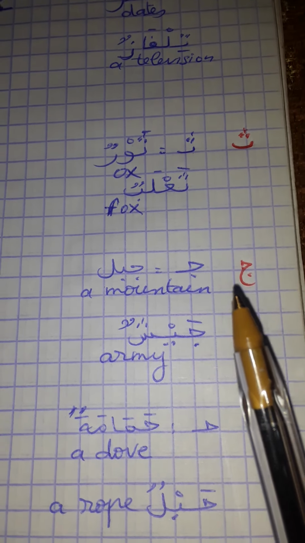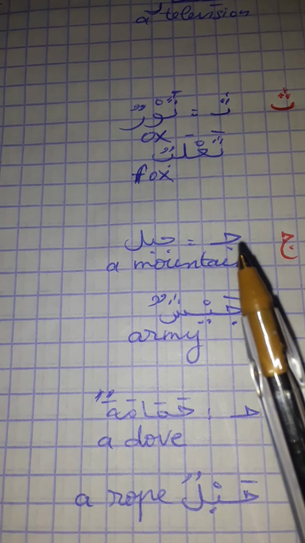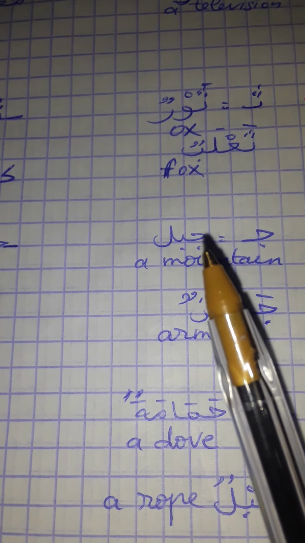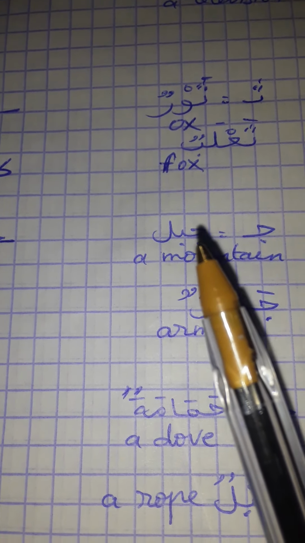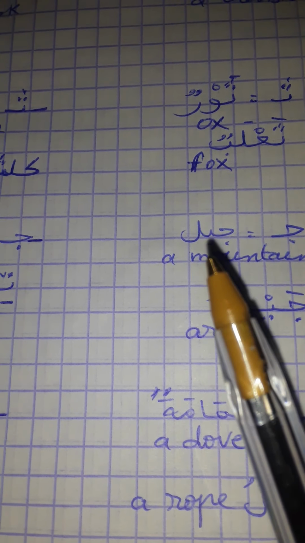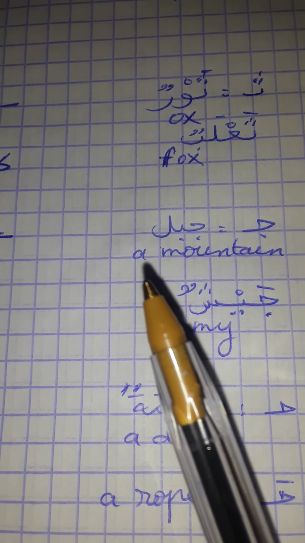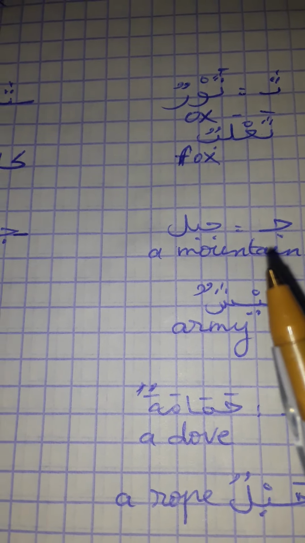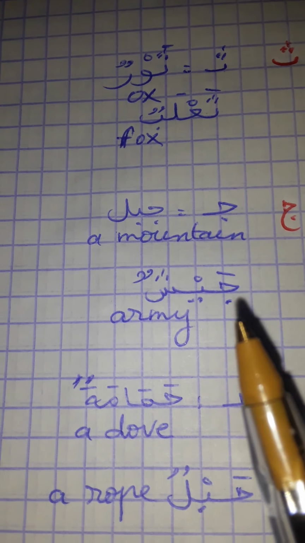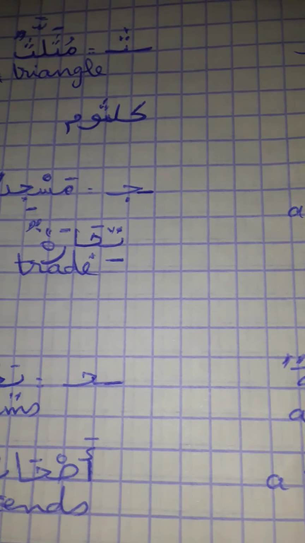Then we move to the letter jim. In its initial form, it is written like this. Example: jabalun. I forgot to put the harakats, okay? But I think it is quite easy for you to put them. A mountain, okay? Or jayshun, an army, okay?